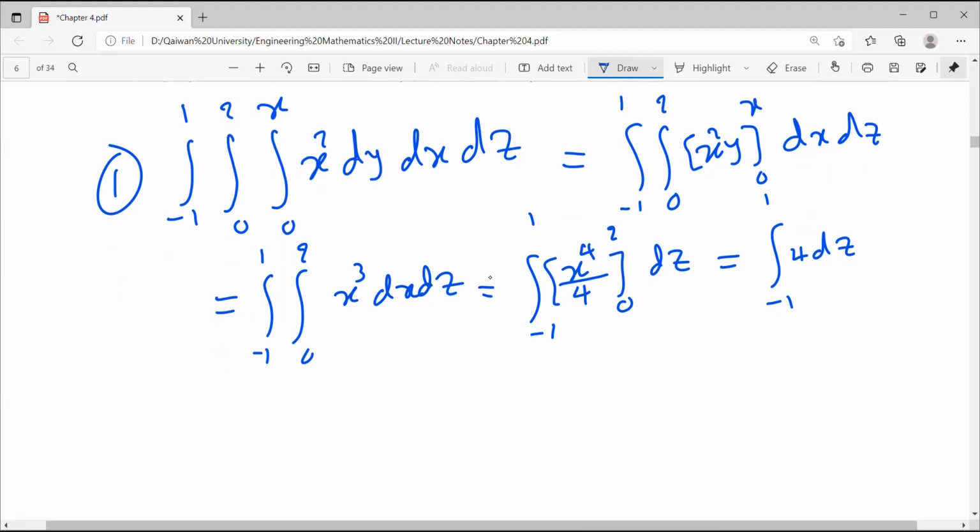And the result is the integration of 4 dz, which equals 4z, from -1 to 1. It equals 4 minus -4, which is 8. Here, the volume or the result of this triple integration is 8. Okay, is that easy?